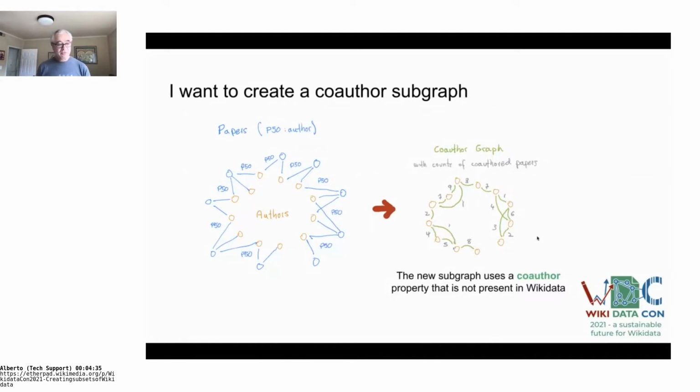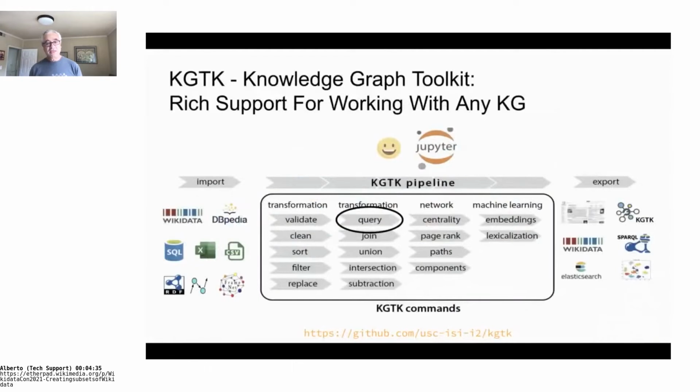So the way that we do this is with a toolkit that we built called KGTK. It's the Knowledge Graph Toolkit, and it provides rich support for working with any KG, any knowledge graph, but we have worked almost exclusively with Wikidata, and we have done tons of things with it. And you can check out the toolkit there.